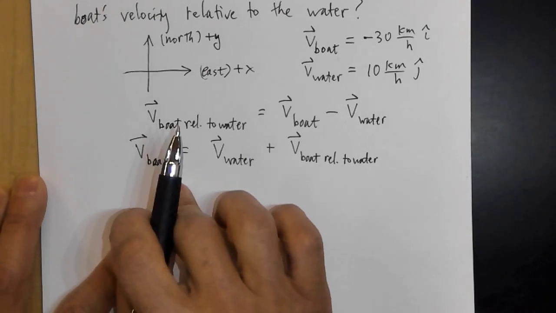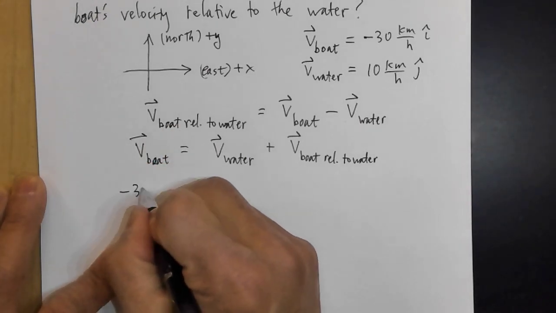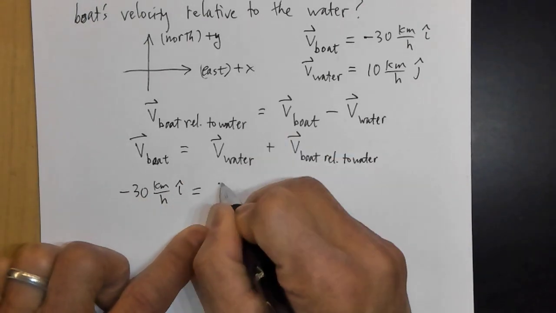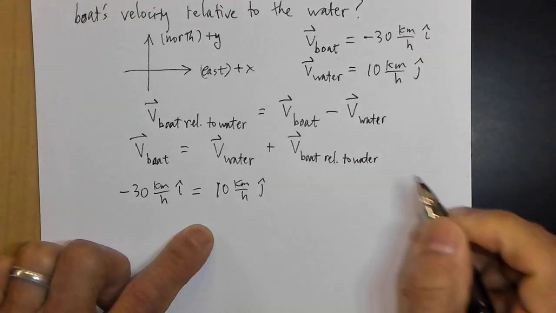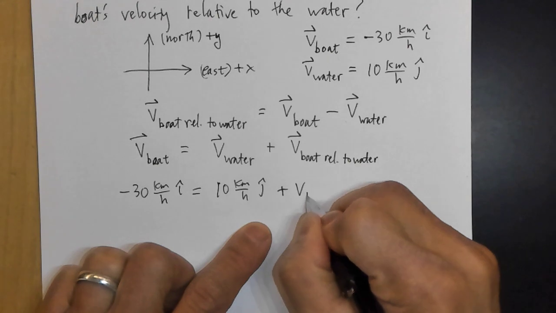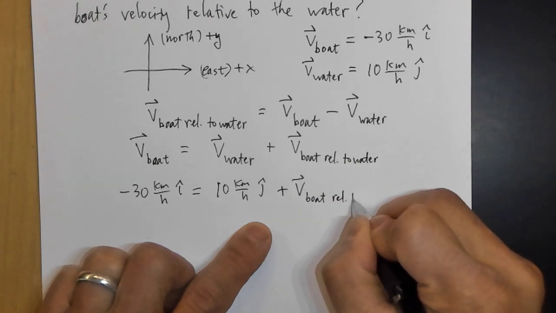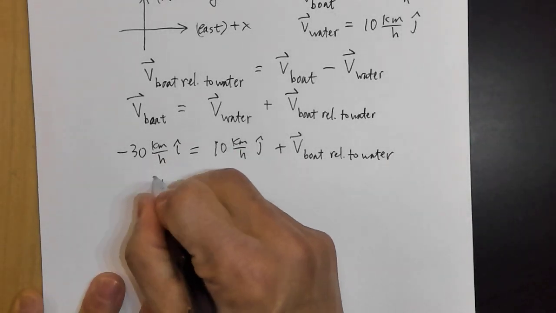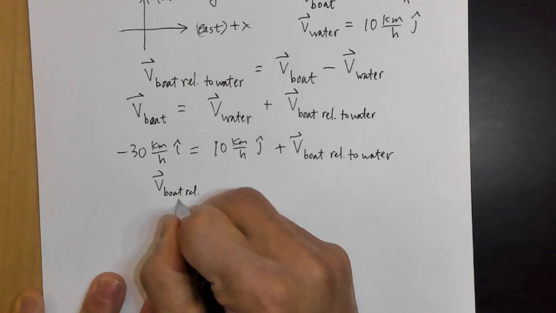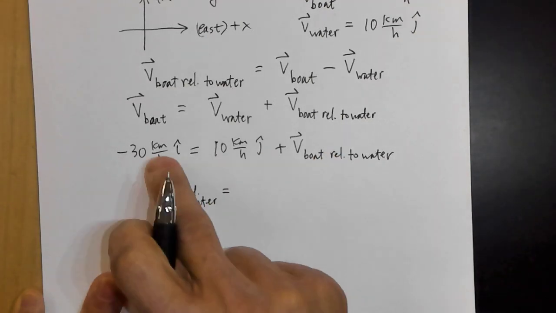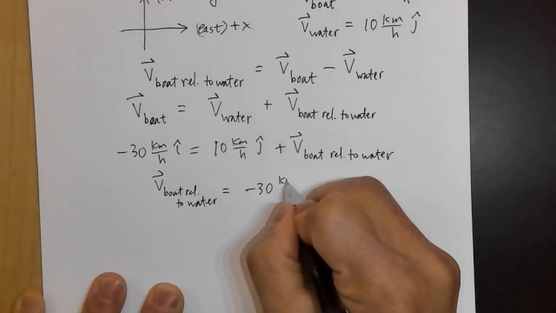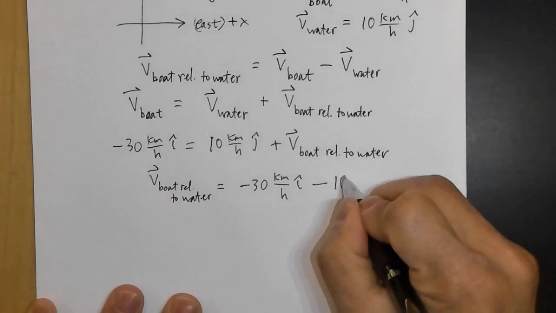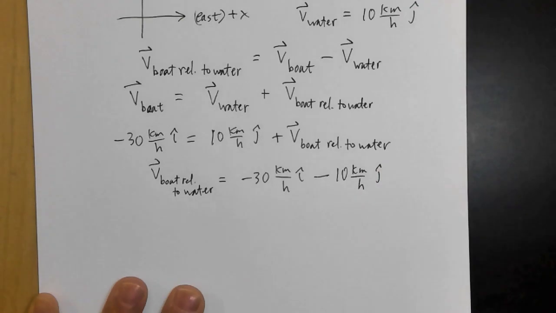Let's use the second one. So we have the velocity of the boat. It's negative 30 kilometers per hour i hat is equal to the velocity of water, 10 kilometers per hour j hat. And now we have the velocity of the boat relative to water. Okay? And so now we can solve for the velocity of the boat relative to water. It will be minus 30 kilometers per hour i hat. And then bring the 10 to the other side, so it becomes minus 10 kilometers per hour j hat.